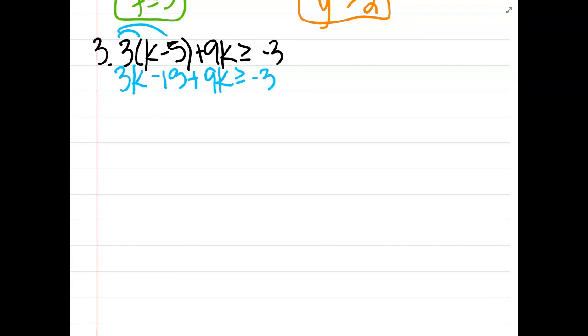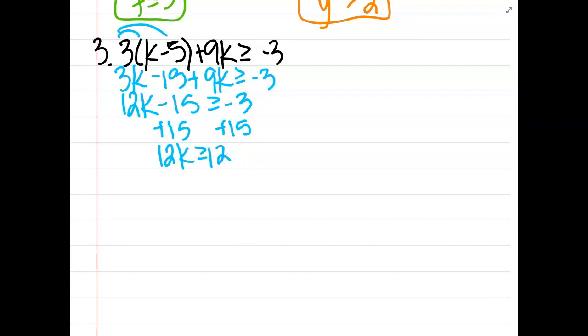Anytime after you distribute, you always want to combine like terms. Now notice the 3k and the 9k, they're both on the left-hand side. So you just take 3k plus 9k, and you get 12k minus 15 is greater than or equal to negative 3. And now we have our two-step equation. So I'd add 15 to both sides. So we have 12k is greater than or equal to 12. And then divide by 12. We should have k is greater than or equal to 1.